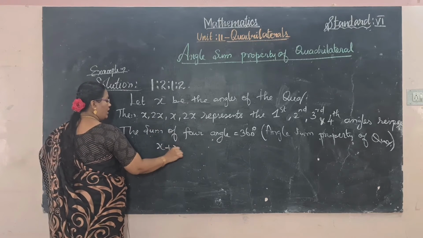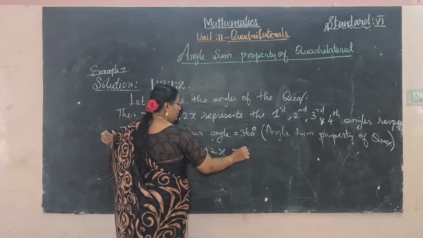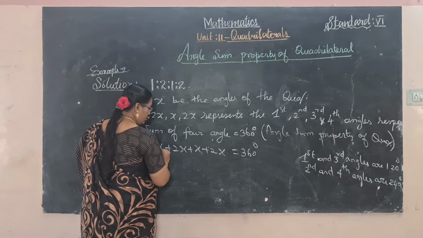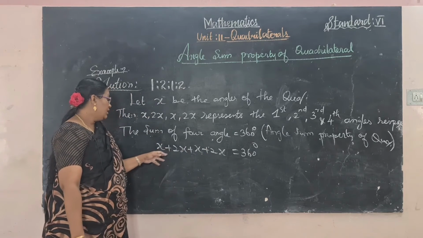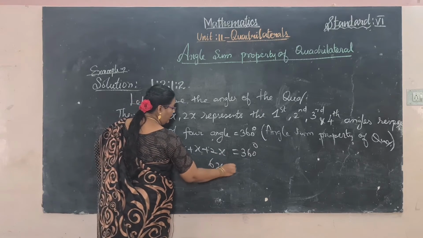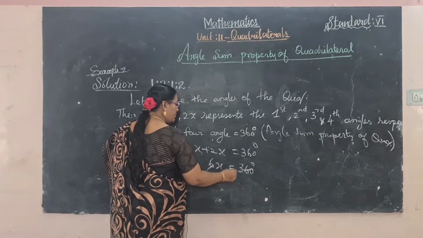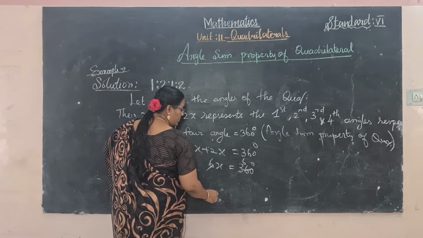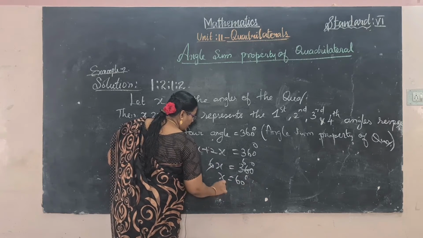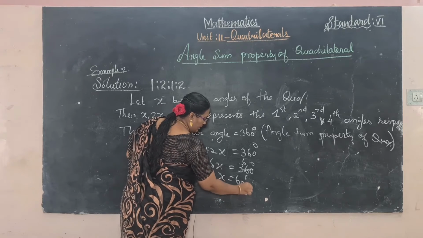So the sum of four angles: x plus 2x plus x plus 2x equal to 360 degrees. The sum of these values is 3x plus 3x, 6x equal to 360 degree. 6 sixes are 36, so x equal to 60 degree. Now we find 2x equal to 120 degree.